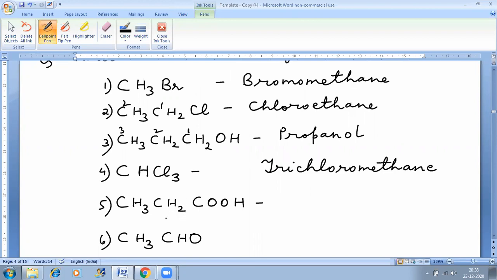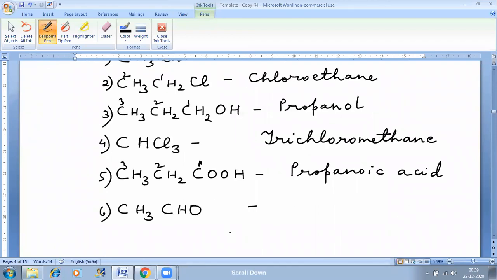Fifth one. Propanoic acid. Here one carbon, two carbon, three carbon. So propanoic acid. Check the spellings. Sixth one. Acetaldehyde. You have one carbon atom here, two carbon atoms. So eth, ethanal. Al you write because it's CHO. CHO stands for aldehyde. So you write al.